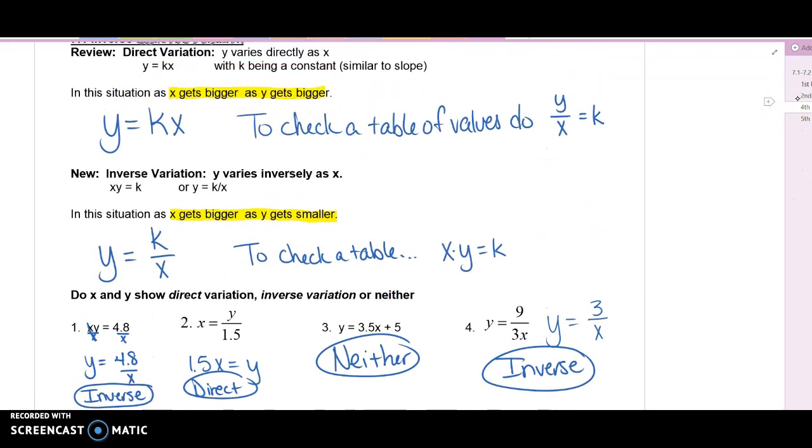Okay, with the tables, I'm going to go back up to the top of the screen. Take a look at what I have highlighted. When you look at those tables, if your x values are getting bigger and your y values are also getting bigger, it's probably direct variation. Check y divided by x to see if it gives you a constant number. If, as the x values are getting bigger, the y values are getting smaller, then it looks like inverse, so check x times y to see if you get a constant value.